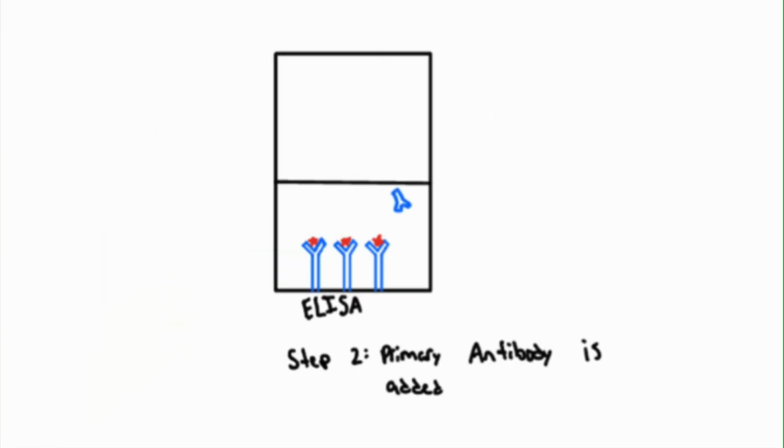For step 2, we add the primary antibody. This antibody is designed specifically to bind SARS-CoV-2 antigens. For example, antibodies against the virus's spike protein. Only matching antigens will bind tightly. Everything else is washed away. This step shows the concept of antigen-antibody specificity.